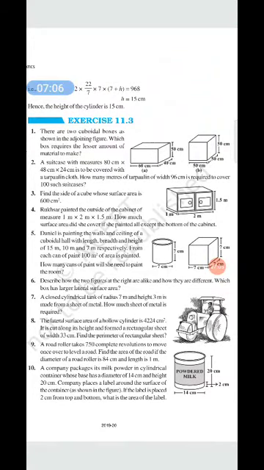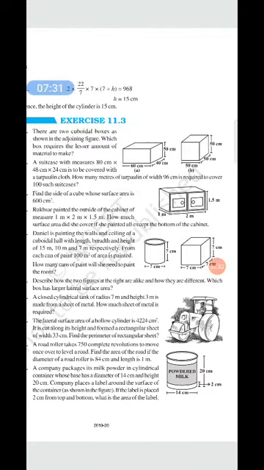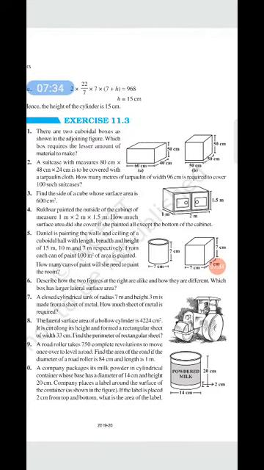Okay, let's take the second question into consideration. A suitcase measures 80 by 48 by 24 centimeters. This is the dimension of the suitcase, which is to be covered with tarpaulin cloth. How many meters of tarpaulin cloth of 96 centimeter width are required to cover 100 such suitcases?